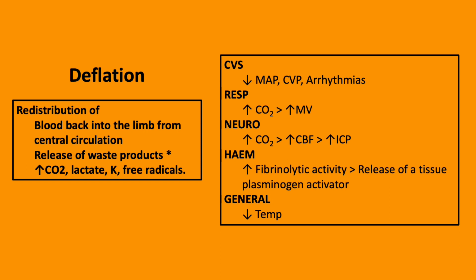Deflation of the arterial tourniquet results in the redistribution of blood back into the limb from the central circulation and release of waste products from anaerobic metabolism and also cell injury. This results in a range of systemic effects, including reduction in mean arterial pressure, CVP, and risk of arrhythmias. Increase in CO2 leads to an increase in minute ventilation, increase in cerebral blood flow, increase in ICP. Hematological, there's also a risk of increased fibrinolytic activity and thus bleeding due to the release of tissue plasminogen activator. And finally, general issues include reduction in temperature.